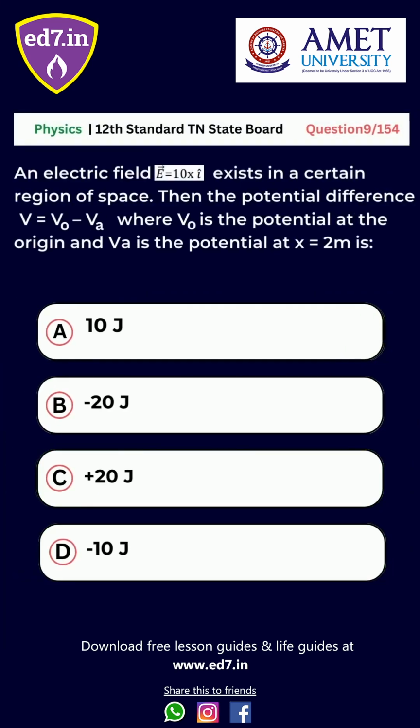Question number 9. An electric field exists in a certain region of space. Then the potential difference V equal to V0 minus VA, where V0 is the potential at the origin and VA is the potential at x equal to 2 meter, is option A, 10 J, B, minus 20 J, C, plus 20 J, D, minus 10 J. And the right answer for this question is option C, plus 20 J.